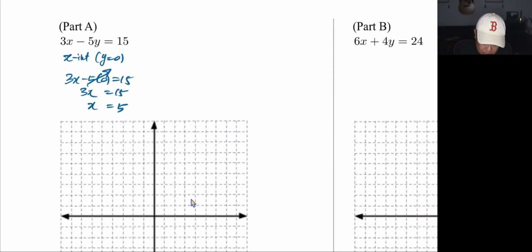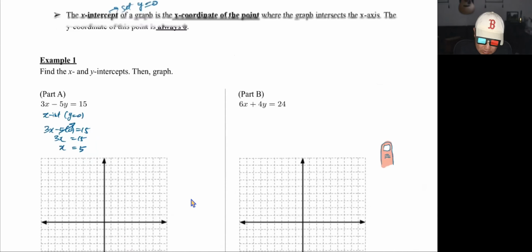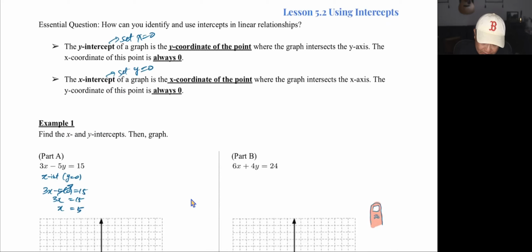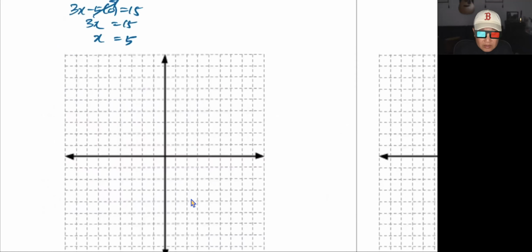So what that means is the x-intercept is just the x value, right? The y-intercept is the y-coordinate, the x-intercept is the x-coordinate. It's not a coordinate point, it's not a coordinate pair. So when you're looking for the x-intercept, the answer is just 5, not (5, 0), okay? As you might have learned.